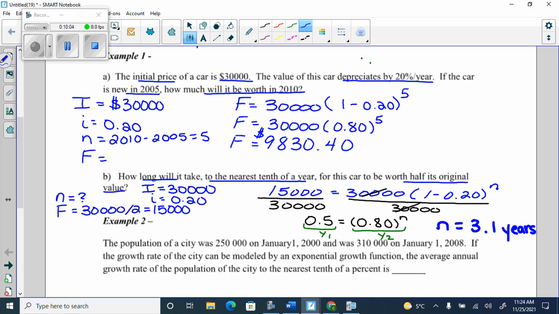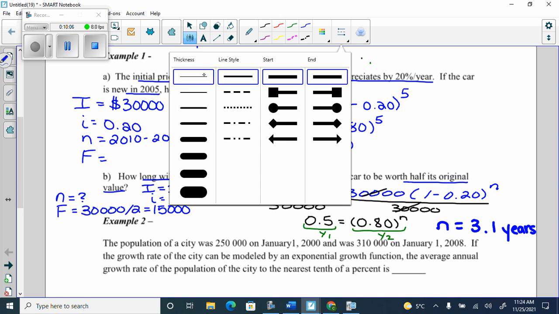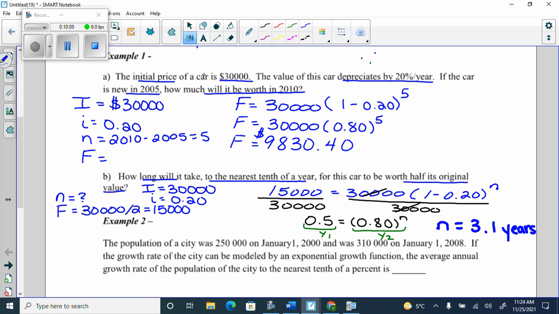And if this is a diploma or a test, you write a sentence. So you would say, it takes 3.1 years for the car to be worth half of its original value. You basically restate the question, right? That's all you do.